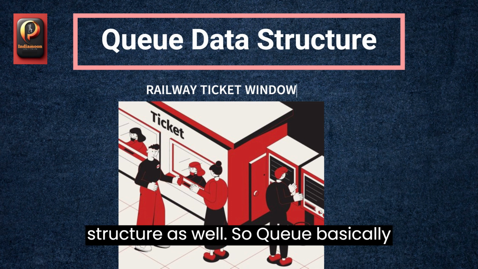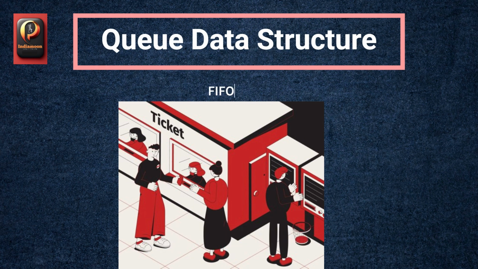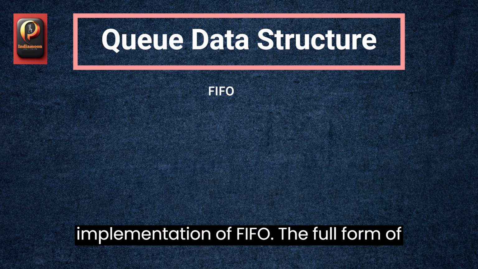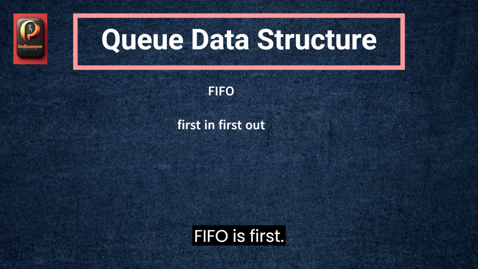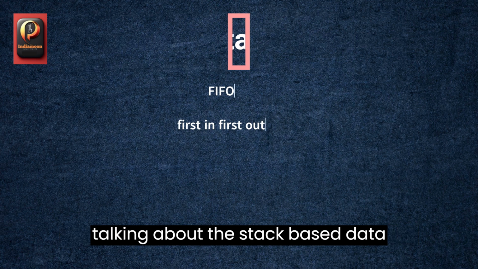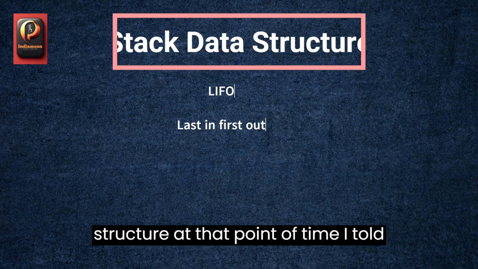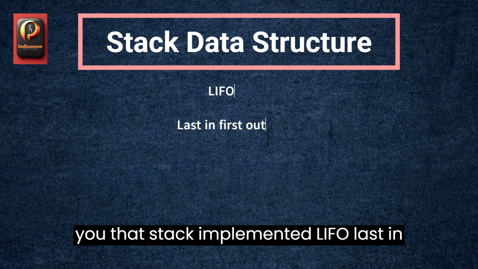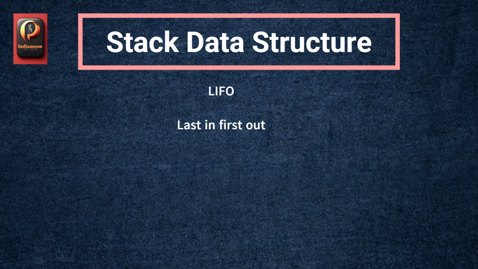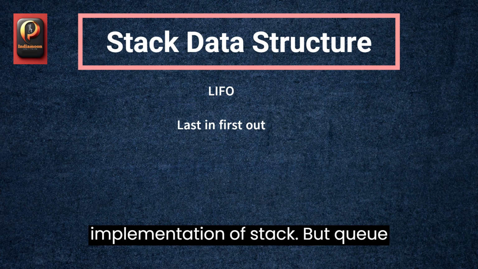So a queue basically implements the algorithm called FIFO. The full form of FIFO is first in, first out. If you remember, when we were talking about the stack-based data structure, at that point of time I told you that stack implemented LIFO, last in, first out. So whichever goes in last will come out first. That was the implementation of stack.